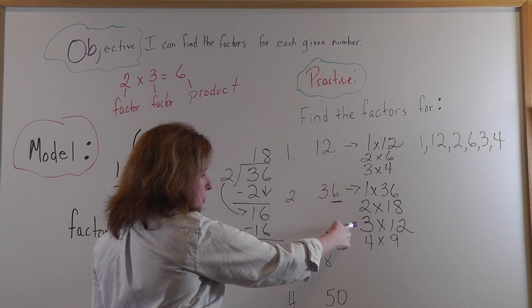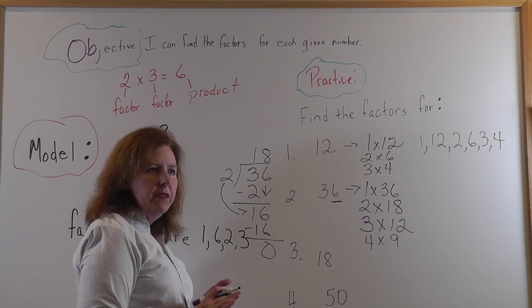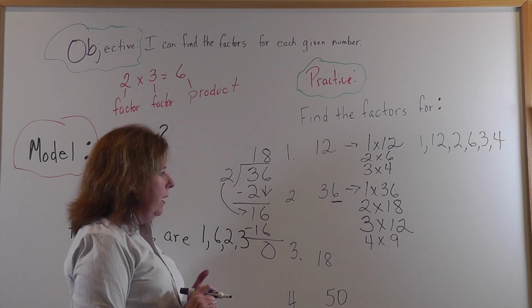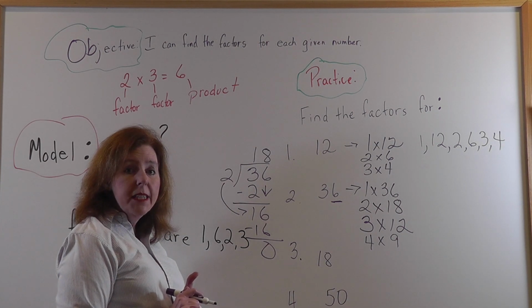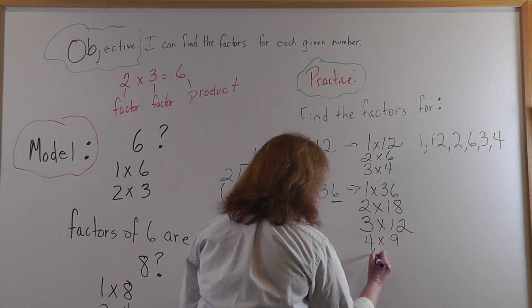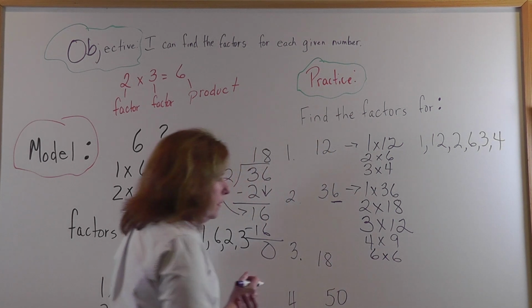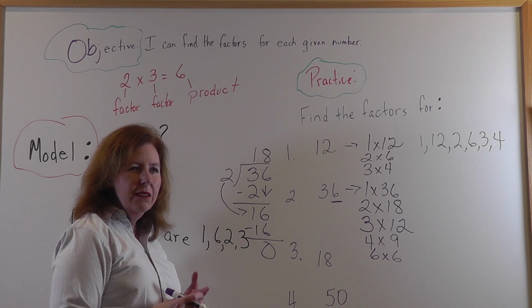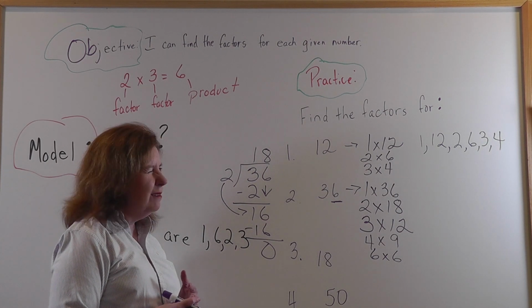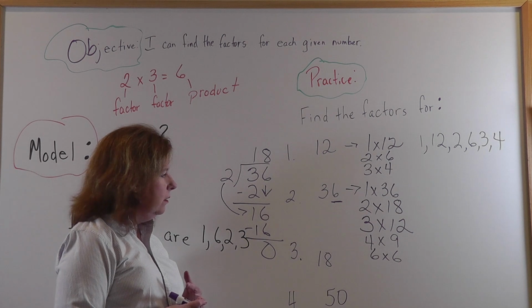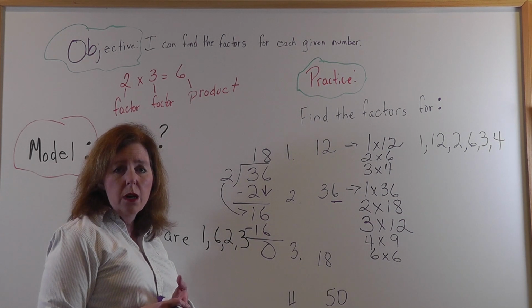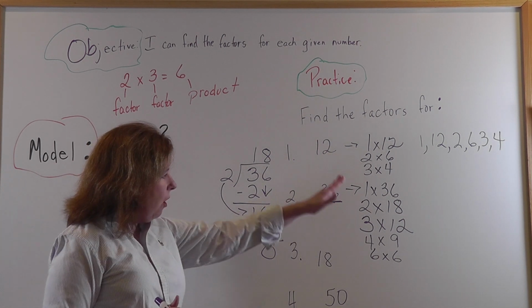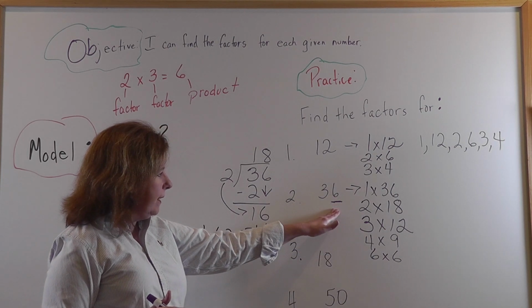So I've done 1, 2, 3, and 4, 5. 5 times what gives me 30? Nope, can't do that. 6. 6 times 6 is 36. So I put 6 times 6 equals 36. And then I think 7 times what gives me, no, 8, no, 9, yes, 9 times 4. So these are all the factors of 36.